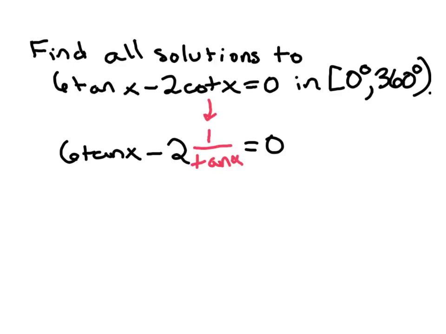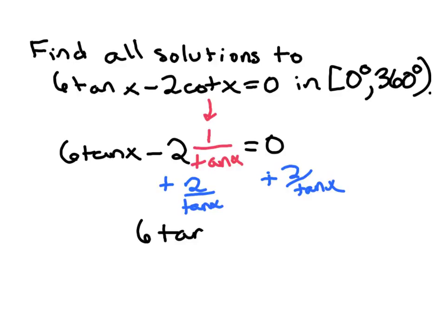There are several ways you could proceed from here. I guess I'll look at it this way. Suppose I add the 2 over tangent x to both sides, effectively moving this second term over to the right side of the equation. So this becomes just 6 tangent x on the left side equals 2 over tangent x on the right side. Now I need to get that tangent x out of the denominator.